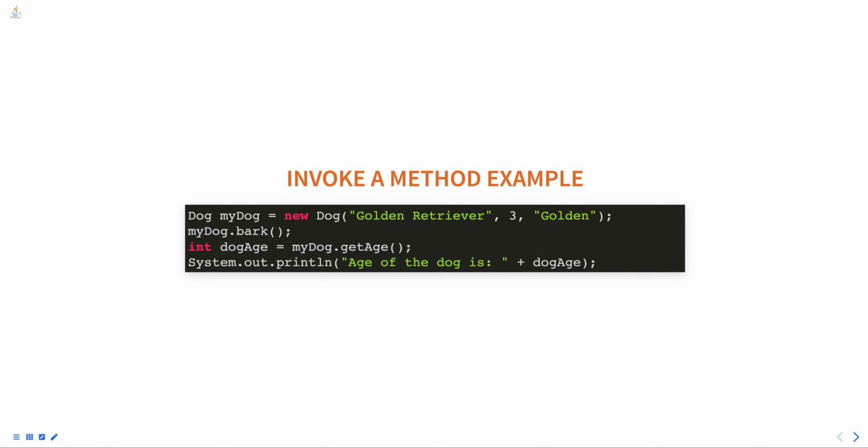In the given example, the object myDog is created and its methods bark and getAge are called using the dot operator. Hope this was helpful.